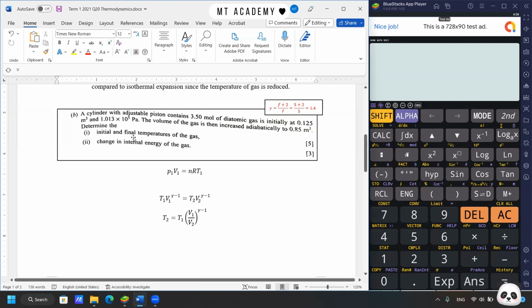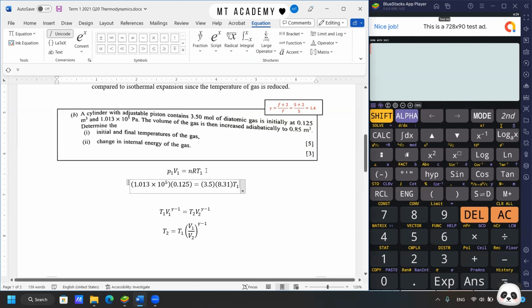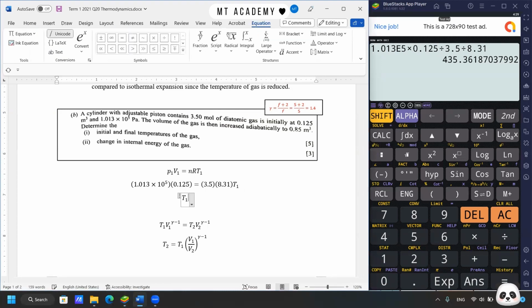From what we are given, we can see the initial condition is almost complete. We have the initial pressure, volume, and number of mole, so we can just apply the ideal gas equation, PV equals nRT. The initial pressure is given as 1.013 times 10 to the power 5 Pascal, and the initial volume is 0.125, equal to the number of mole, 3.5, the gas constant 8.31, and the initial temperature. We can get the first one easily using this equation. So the initial temperature is equal to 435 Kelvin. Remember the unit here is Kelvin.